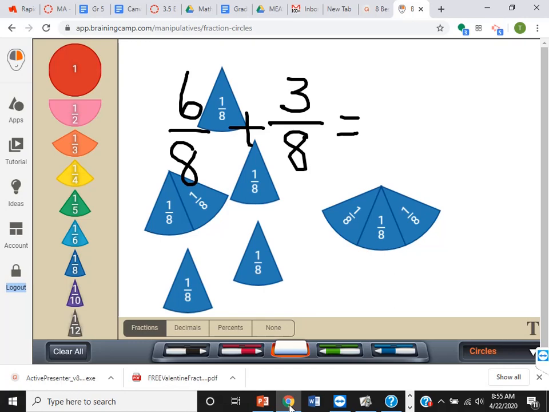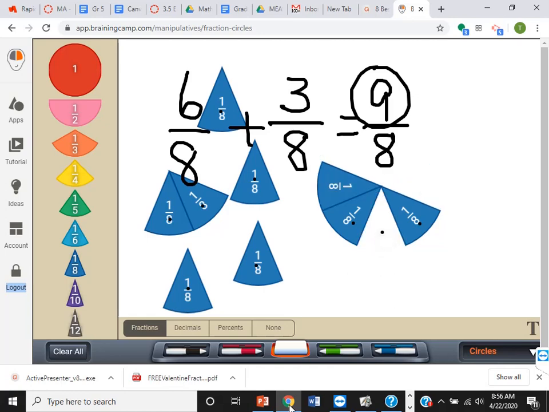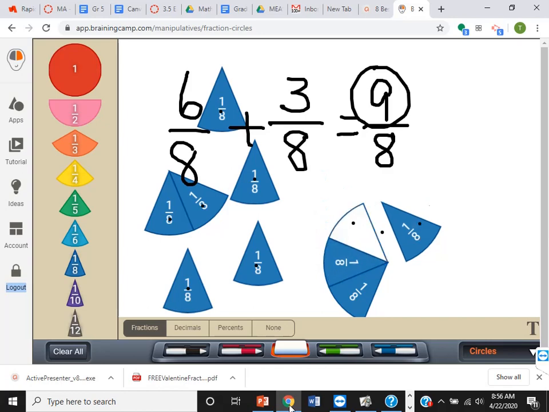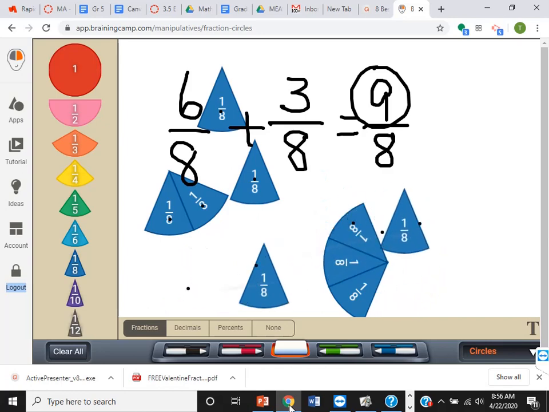So, looking at our model, let's see how many total pieces we have. We have 1/8, 2/8, 3/8, 4/8, 5/8, 6/8, 7/8, 8/8, 9/8. Uh-oh. I notice my numerator is larger than my denominator, which means that this is an improper fraction, so I must have more than one whole. So let's find out what that model looks like when I put all of those pieces together.